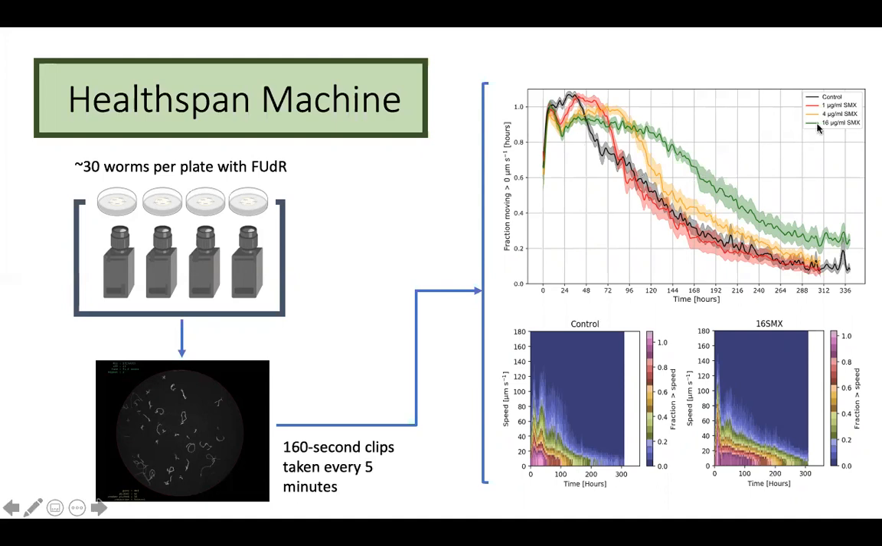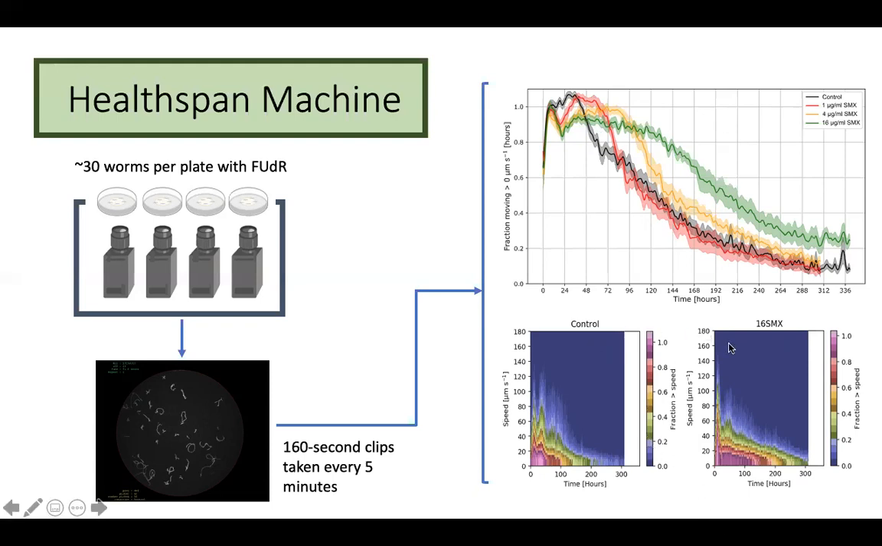As you can see here, the 16 microgram per milliliter condition doesn't show as high a peak of fraction moving, so that shows that there are not as many worms moving as in the other conditions at their peak, but at the same time, it does show that there are more worms moving in later life compared to the other 3 conditions. And this is also reflected in another graphical output I use, which is a speed histogram.